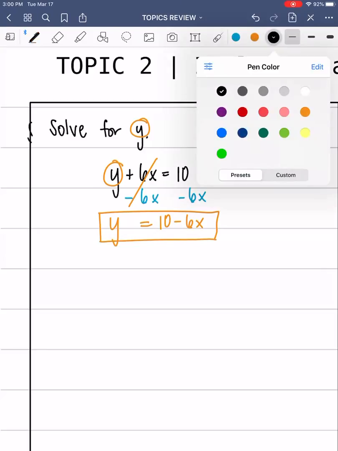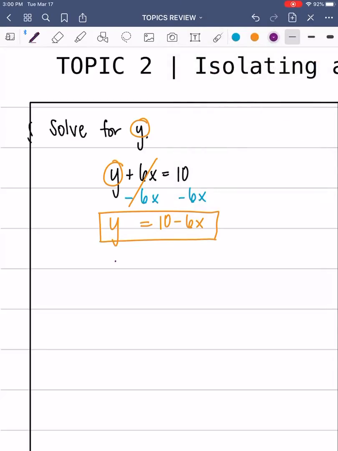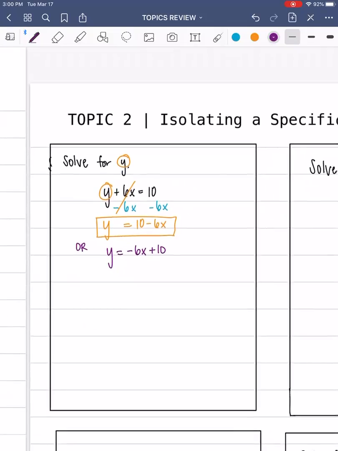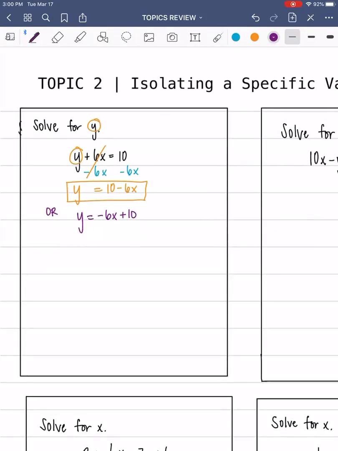You could write it as y equals negative 6x. So if we move the order of these, that's a positive 10, so that would be a plus 10. That's another way to write the answer. It's the exact same thing, okay? But that's nice because it's kind of like y equals mx plus b.